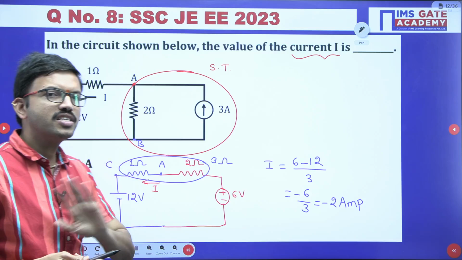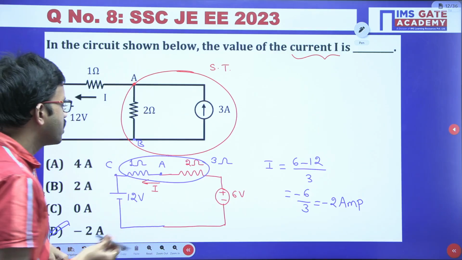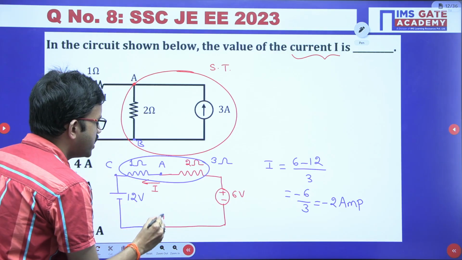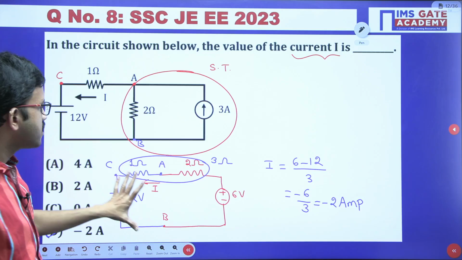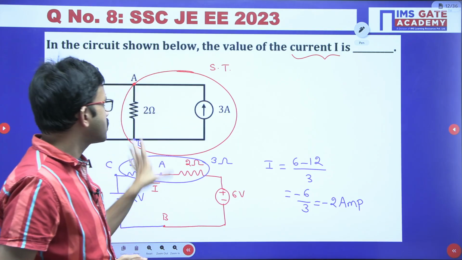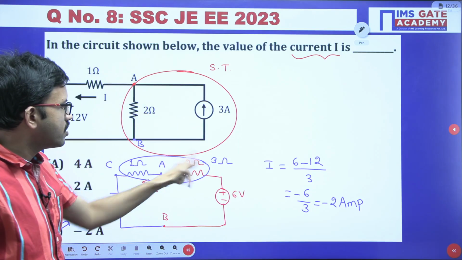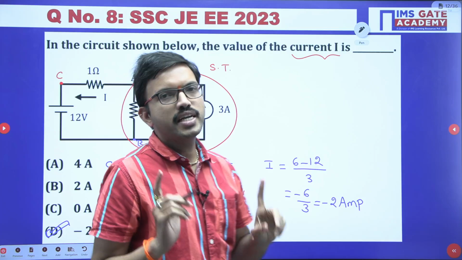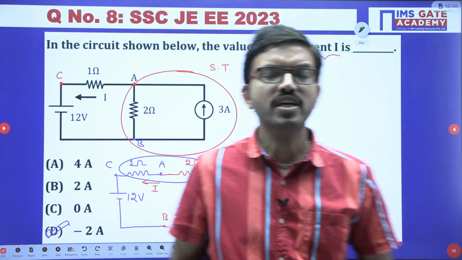The terminals are not at all modified. Okay. And to the left of the terminals A and B, what is the circuit? As it is, we have kept it. And to the right of the terminals A and B, we have replaced the equivalent circuit. Okay. That is the most important thing.